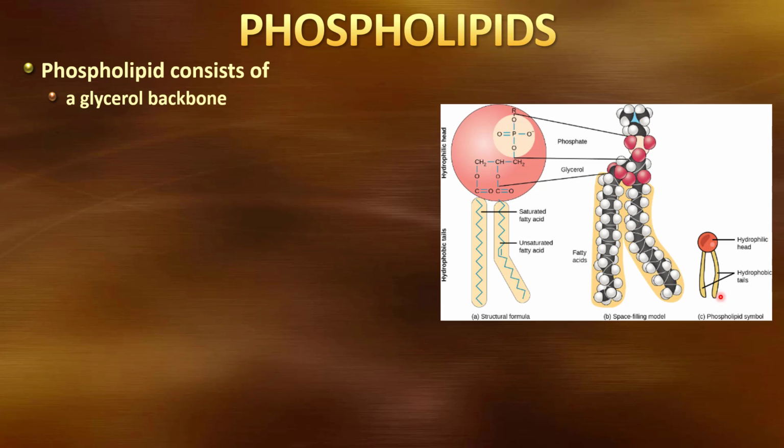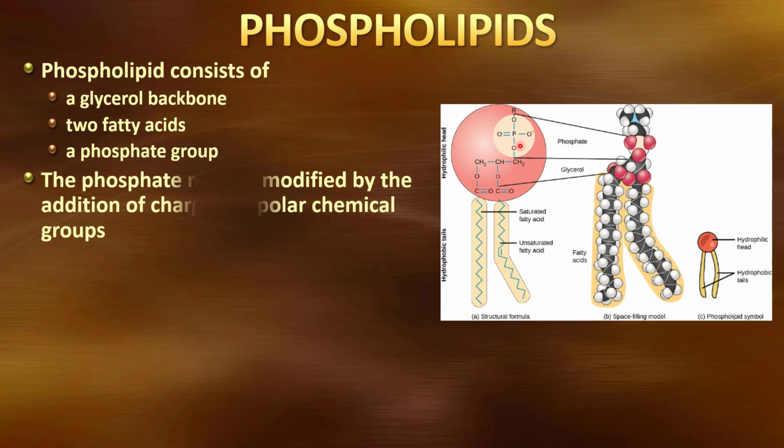Phospholipids consist of a glycerol backbone. That's what we see right here, that 3-carbon compound like we saw in our triglycerides. We're going to attach 2 fatty acid chains. Basically, we create a diglyceride here. And then on the 3rd position of the carbon chain, we add a phosphate-containing group. So here we have phosphate. And then the phosphate can be modified.